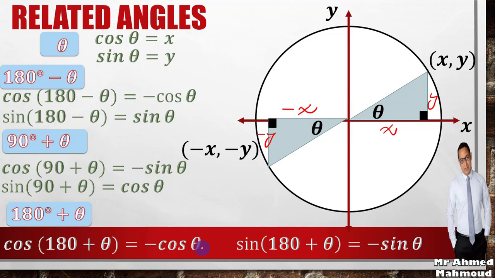This is just an introduction for the meaning of related angles. Related angles means angles in different quadrants, the same angle but in different quadrants. Now let's study how we can identify the rule of the related angle.